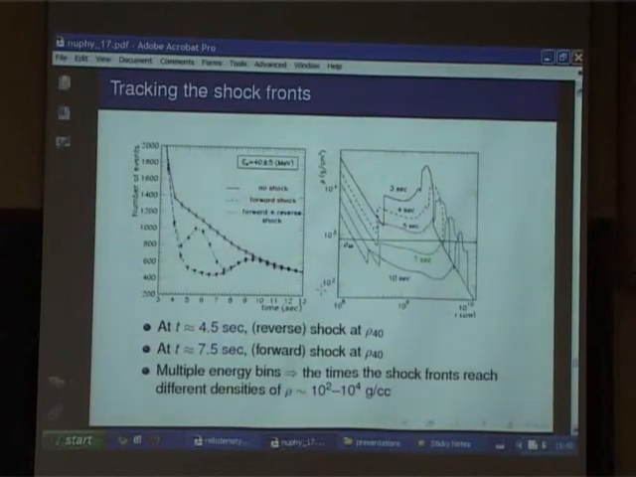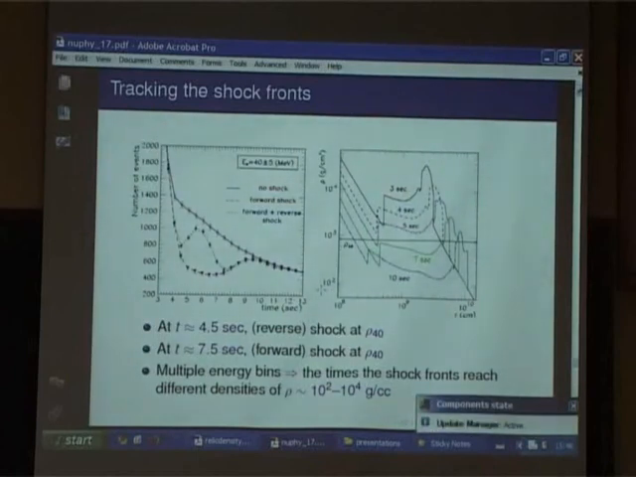So what we are doing essentially is looking at neutrinos, and we are able to say that, oh, at 4 seconds, the shock wave reached here, 5 seconds it reached here, 6 seconds it reached here, and so on. So we are actually able to track the shock wave by looking at neutrinos. And remember that there is no other way you can do this. You can't do this with light, because light cannot come out of such high density regions. So the only way to know about the shock wave with this much accuracy is if you look at neutrinos.